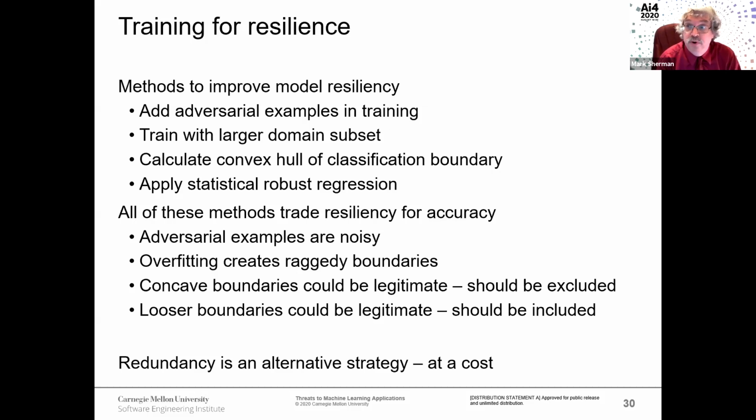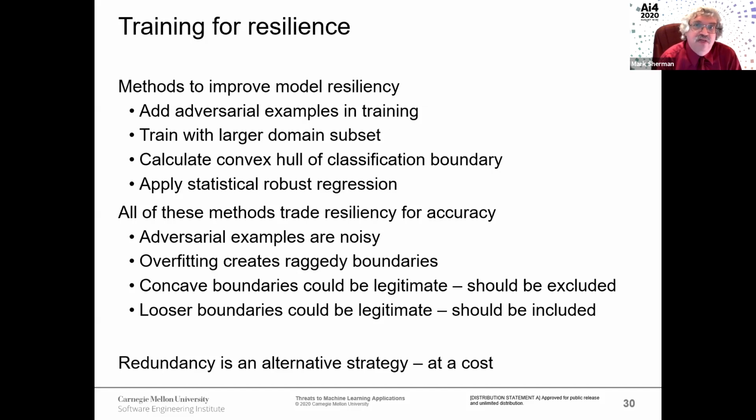Adversarial examples are noisy, and so they introduce noise, they introduce possible errors in the system. You can have overfitting. That is feeding it more data, but that tends to create even more ragged boundaries, the things that we were trying to avoid. But the concave boundaries could be legitimate. You do want to exclude them. And the looser boundaries could be legitimate. It could be that you did want to include them.